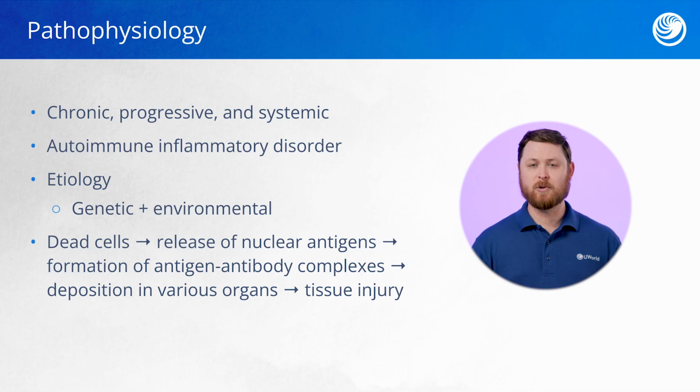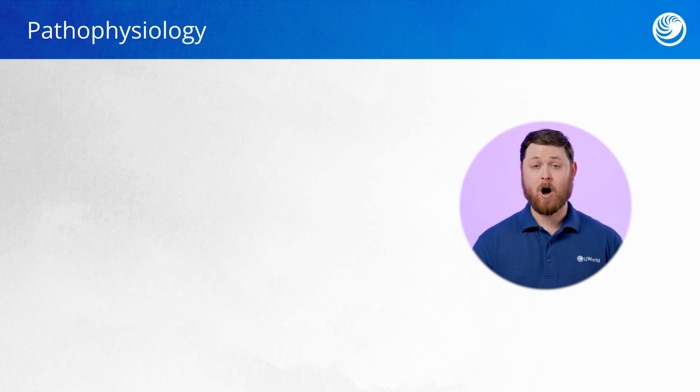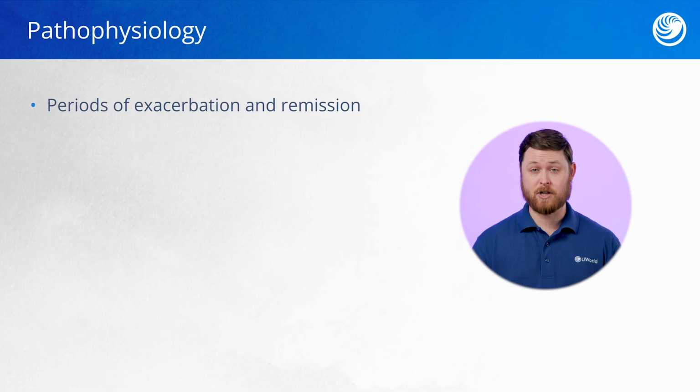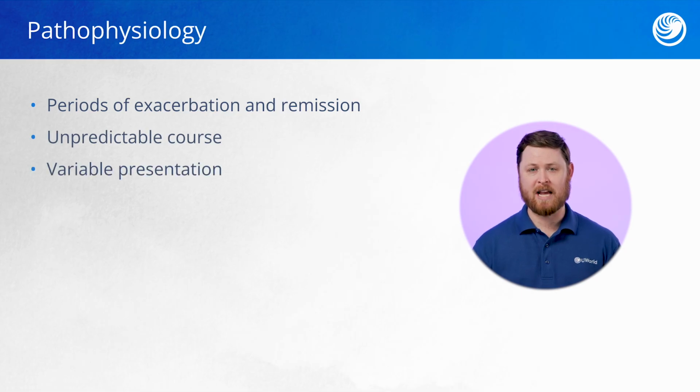We'll discuss multiple triggers for lupus on the next slide. However, it's important to note that an increase in estrogen in the body can lead to the development of lupus. Therefore, we see lupus more commonly in women than we do in men. Like other autoimmune diseases, lupus can be characterized by periods of exacerbation followed by periods of remission.